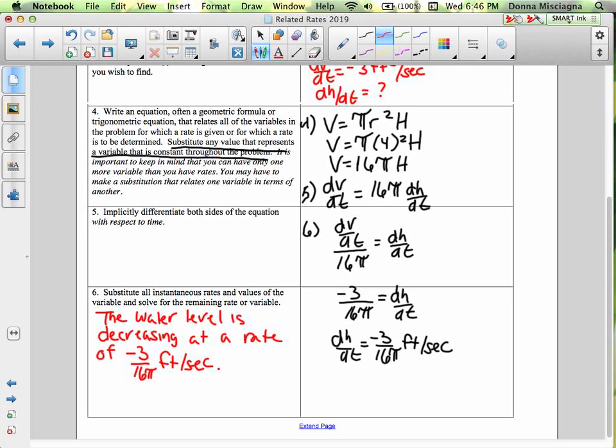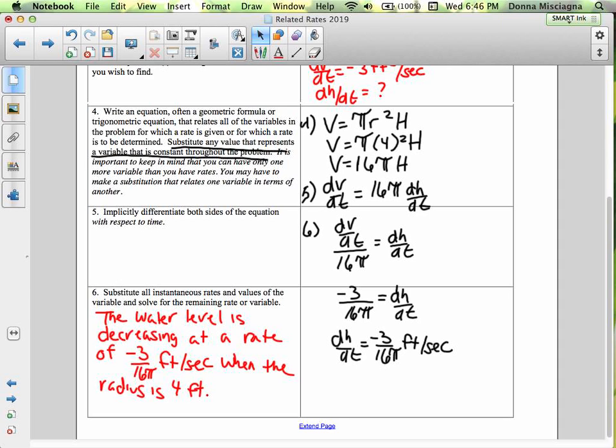And it actually doesn't matter when this happens, right? Because no matter what, the radius is 4 feet. But let's put that in, because if we had a different tank, then this would be a different problem. So we'll put in when the radius is 4 feet. Of course, in this problem, the radius is always 4 feet. All right, so we have solved for the rate of decrease in the water level.